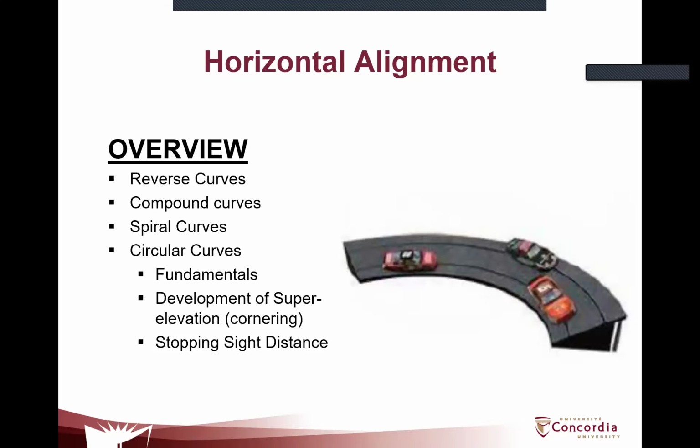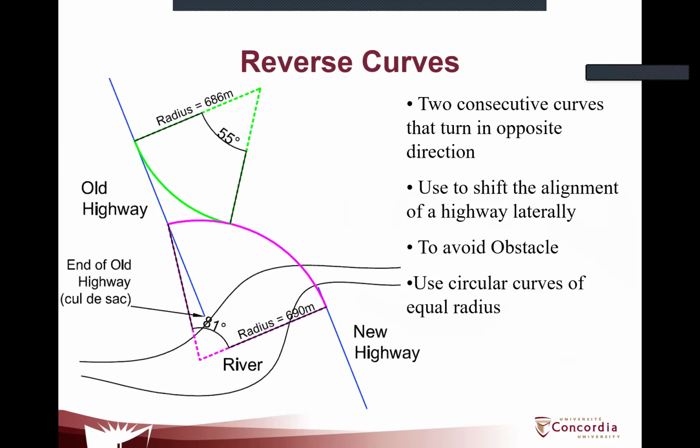For the horizontal alignment, you will have different types of curves: reverse, compound, spiral, and circular. I believe circular curves were seen in CIVI 372 and a little bit in surveying. Let's talk about the others.